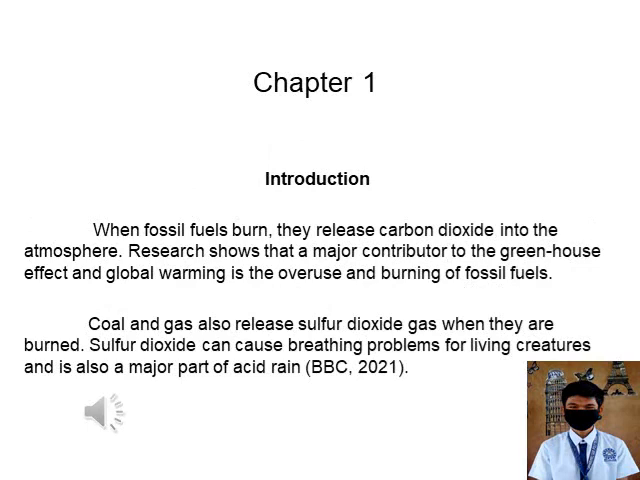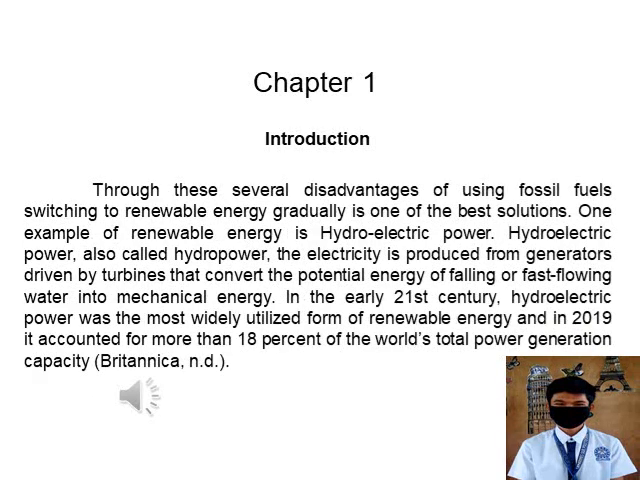When fossil fuels burn, they release carbon dioxide into the atmosphere. Research shows that a major contributor to the greenhouse effect and global warming is the overuse and burning of fossil fuels. Coal and gas also release sulfur dioxide gas when they are burned. Sulfur dioxide can cause breathing problems for living creatures and is also a major part of acid rain. Given these several disadvantages of using fossil fuels, switching to renewable energy gradually is one of the best solutions.